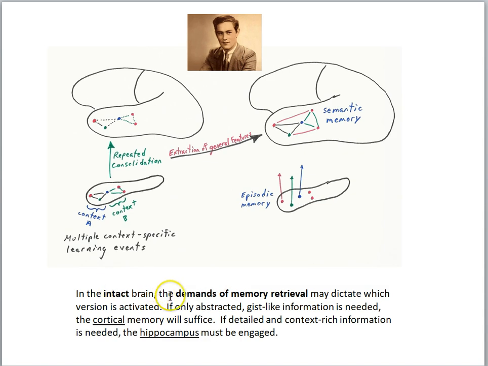In the intact brain, the demands of memory retrieval may dictate which version is activated. If only abstracted, gist-like information is needed, the cortical memory will suffice. If detailed and context-rich information is needed, the hippocampus must be engaged. In other words, if somebody said, take yourself back and relive that episode, then the idea is you need to reactivate the hippocampal memory system as well. If somebody just said, well, what did you learn from your trip to the zoo, then you're maybe just accessing the semantic version of the memory.